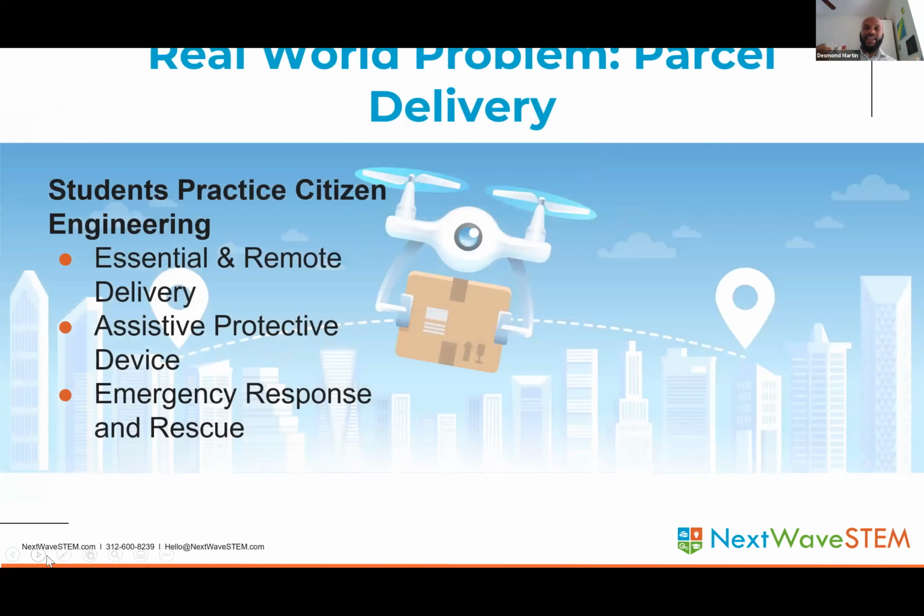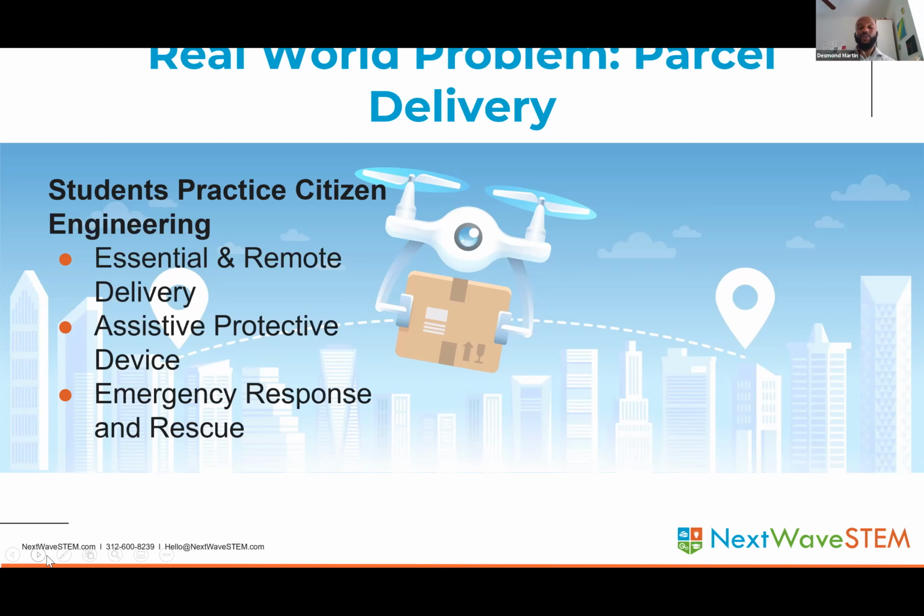And in that same vein, we think about the real world problems that we can find even logistically, and in some fundamental ways in our democracy, when we think about the importance of post and parcel delivery. This actually walks hand in hand with the problem of COVID. One exacerbates the other. So when we think of students, once again, practicing citizen engineering, we're thinking of the delivery of essential and remote items.